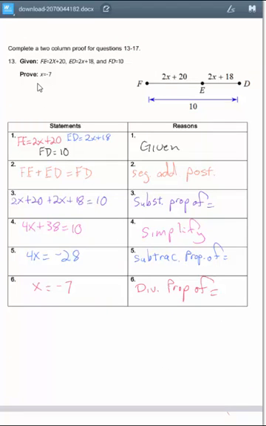Moving on to number 13, it says complete the two-column proof for questions 13 through 17. It says given FE equals 2x plus 20, ED equals 2x plus 18, and FD equals 10. Using the diagram, we need to prove that x equals negative 7. So once we get to x equals negative 7, we've written all the statements that we have. Then we just need to make sure that we have corresponding reasons for those. So I'm going to write the given statements that are here.